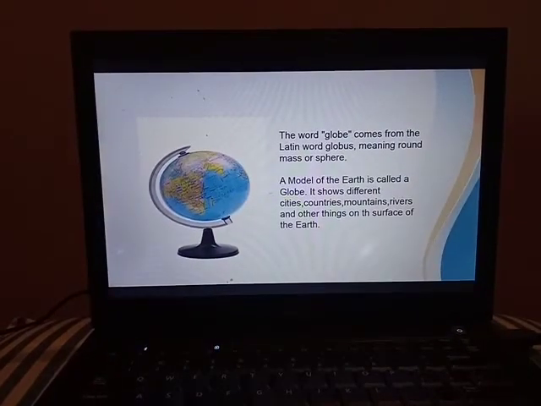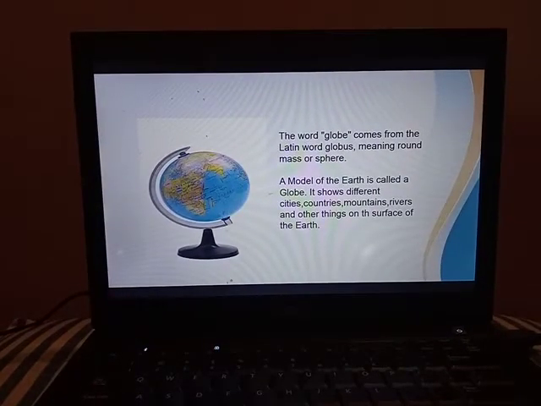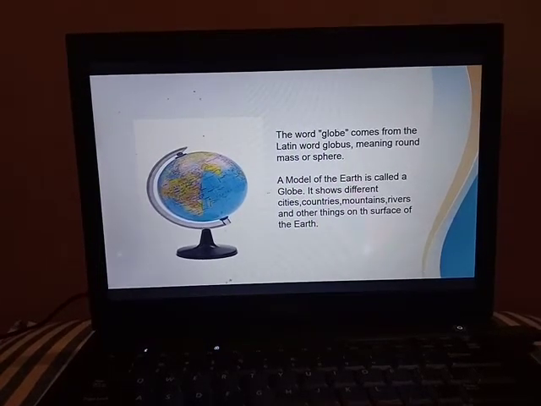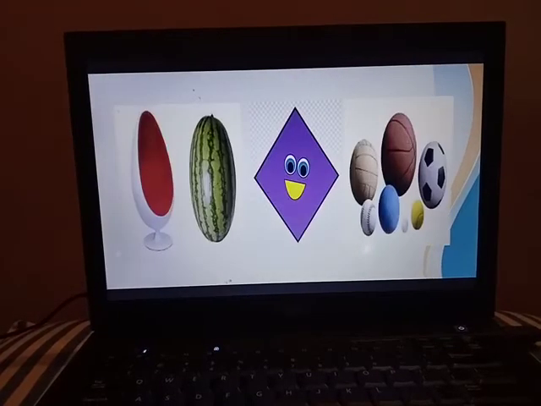In the previous class we saw that the word globe comes from the Latin word globus, meaning round mass or sphere, and a model of the earth is called a globe, which depicts the shape of the earth. It shows different cities, countries, mountains, rivers and other things on the surface of the earth, which represents the duplicate picture of the earth, that is a globe.